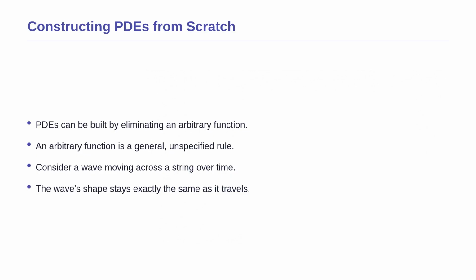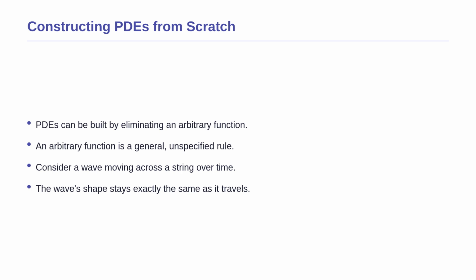Now that we can visualize the slopes, let us look at how these equations are actually constructed. One of the best ways to understand where partial differential equations come from is to build one from scratch. We do this by eliminating an arbitrary function. An arbitrary function is just a general, unspecified rule that relates variables together without giving a specific formula.